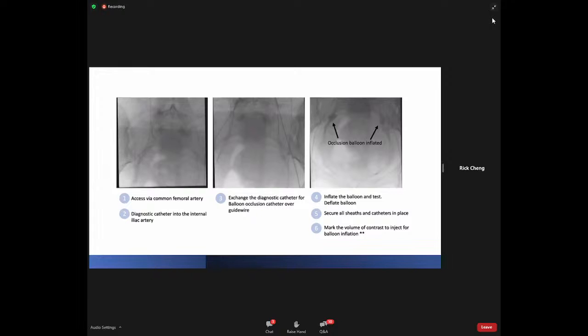Access was first obtained via the common femoral artery on both sides using ultrasound guidance. A diagnostic catheter was then advanced into the internal iliac artery. The diagnostic catheter was then exchanged for the balloon-mounted catheter over a guide wire. The balloon will then be tested and inflated under fluoroscopy. The amount that is used to inflate the balloon would be marked down, and then the balloon would be deflated. All sheaths and catheters will then be secured in place.